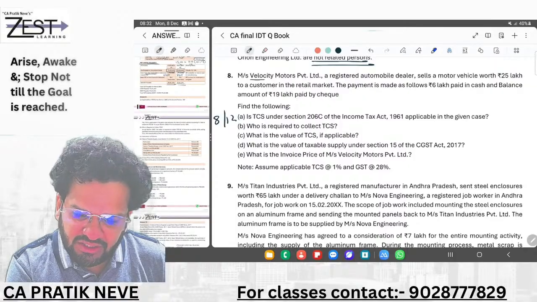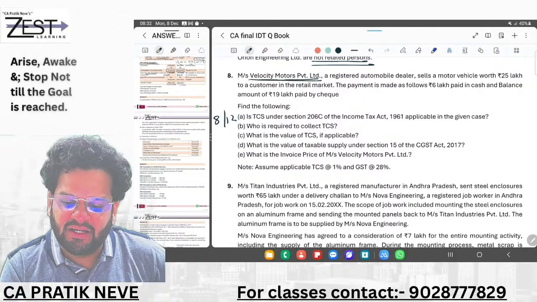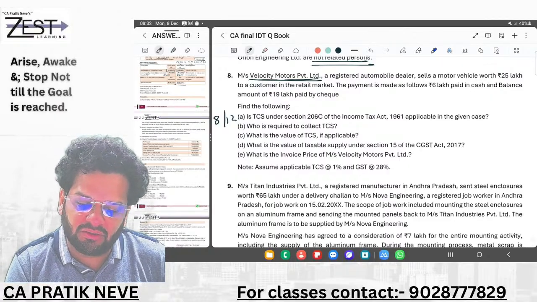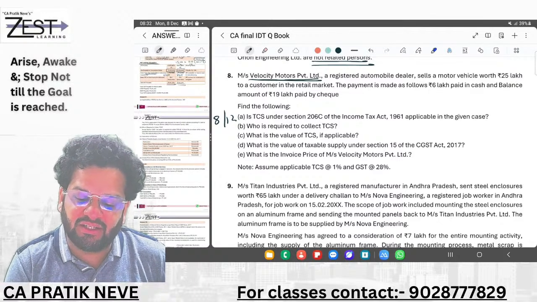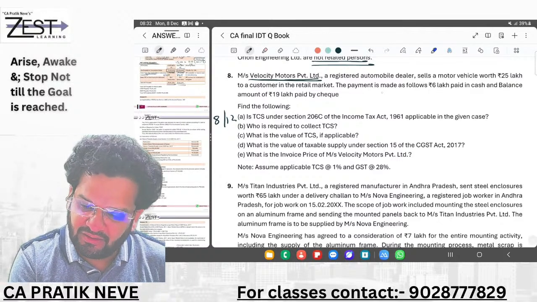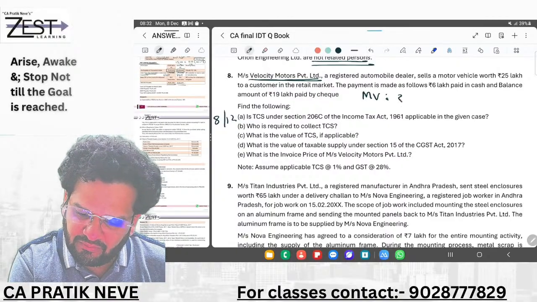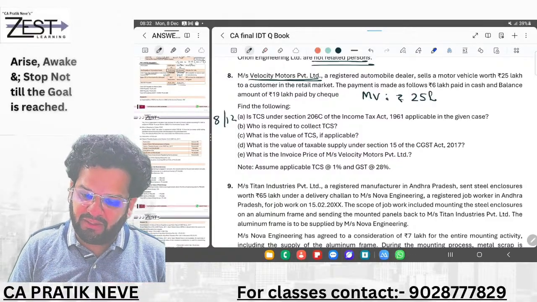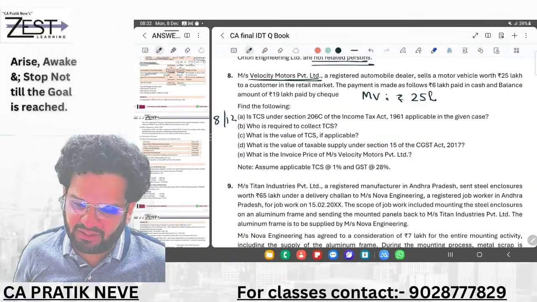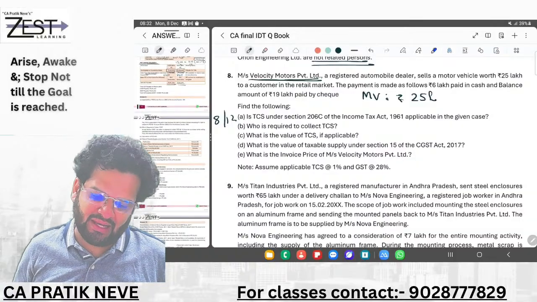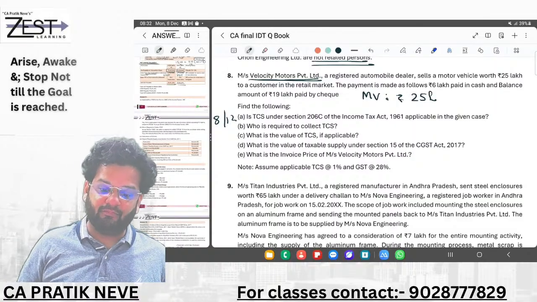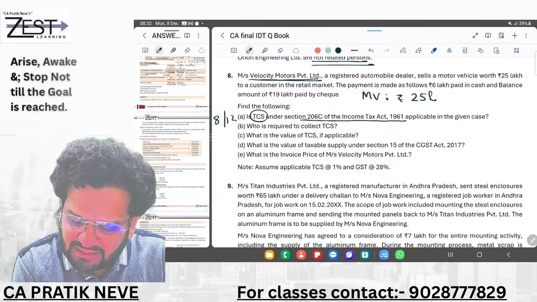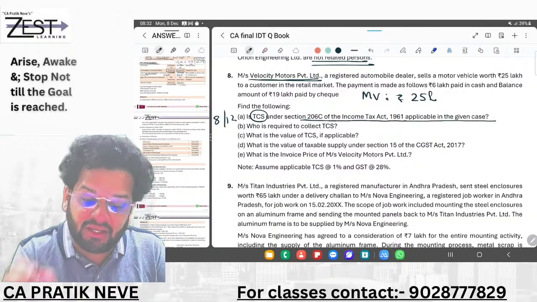Messrs. Velocity Motors Private Limited, registered automobile dealer, sells a motor vehicle worth 25 lakhs to a customer in retail market. Okay, so motor vehicle, 25 lakhs. The payment is made as follows. 6 lakhs is paid in cash and balance amount of 19 lakh is paid by check. Is TCS of 206C of Income Tax Act 1961 applicable in given case?